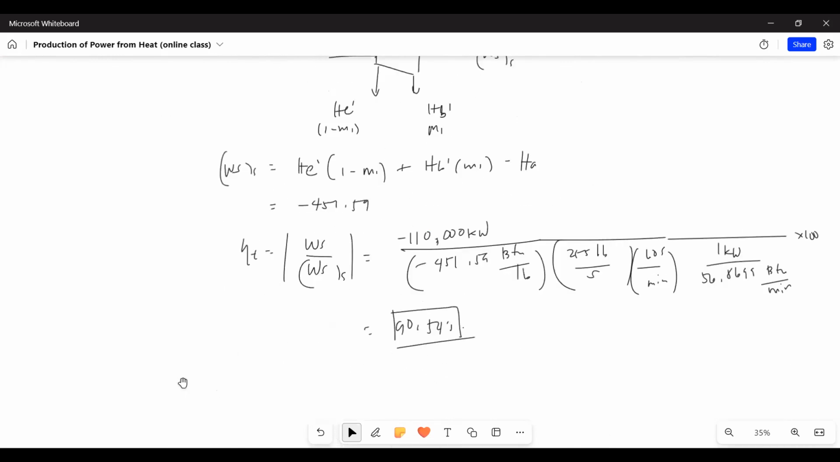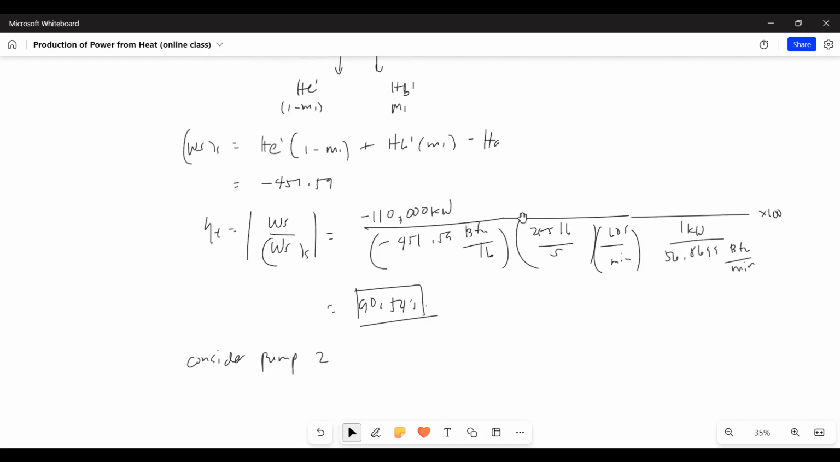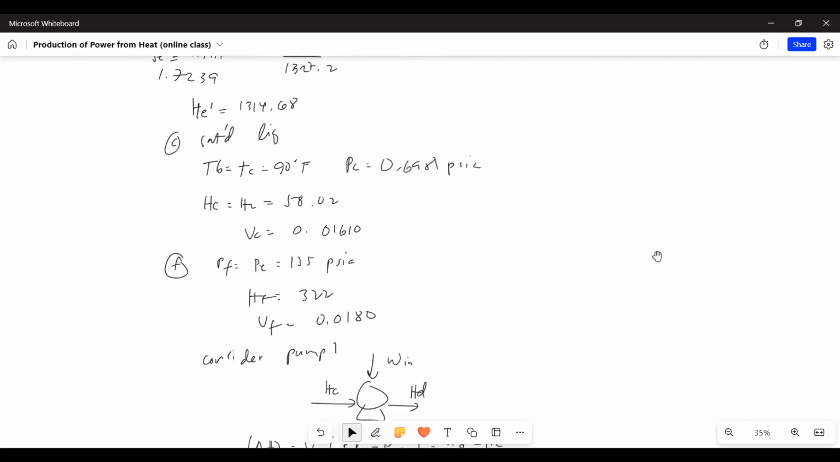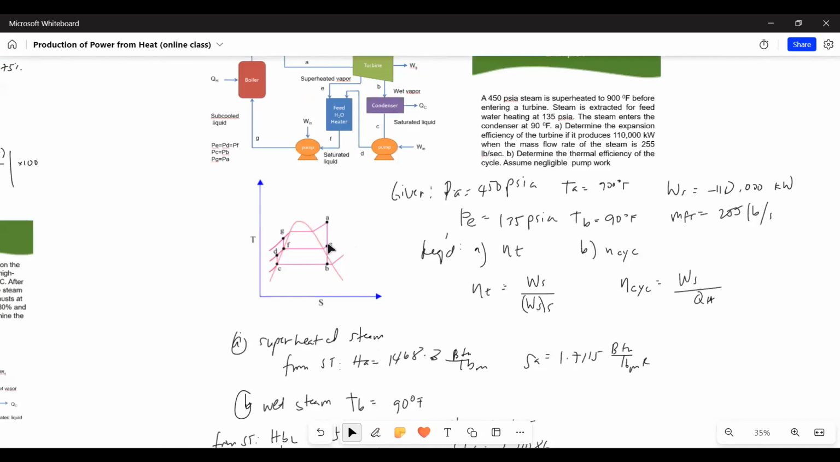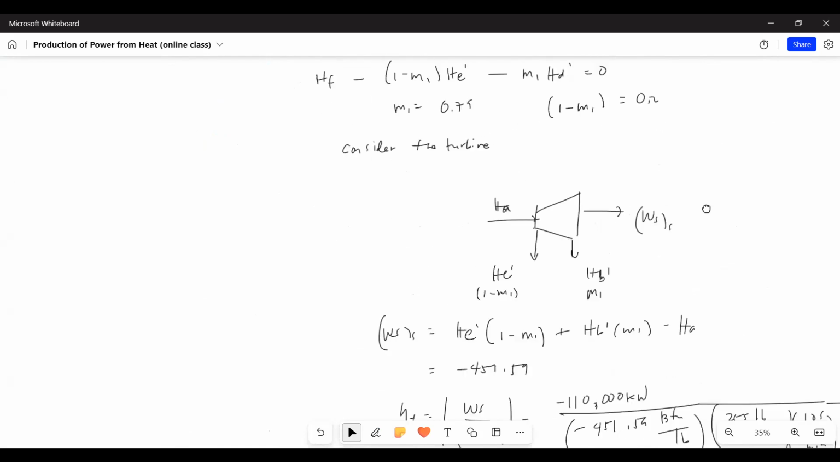Okay. Now we move to calculating the thermal efficiency, letter B. Consider pump 2, since this is now the efficiency of the whole cycle. Earlier it was pump 1 only. We need to know the HE. So now we're dealing with the cycle. Let's consider pump 2.